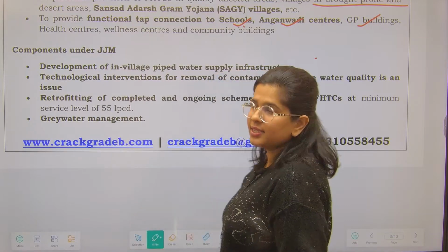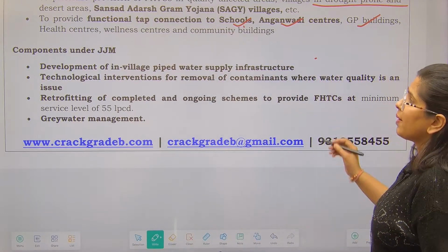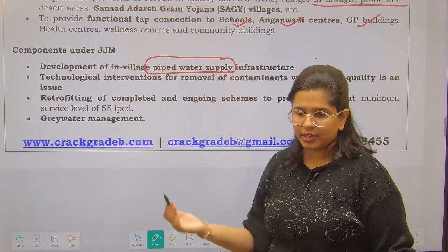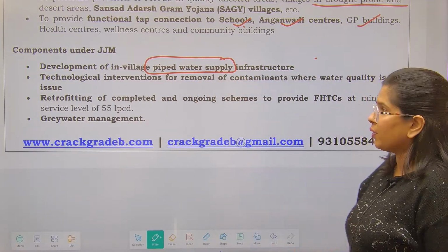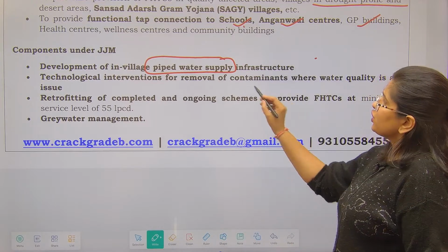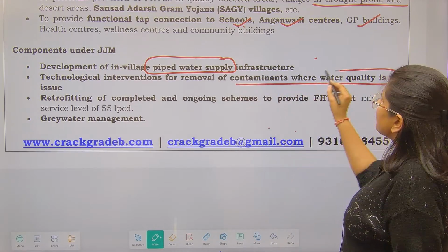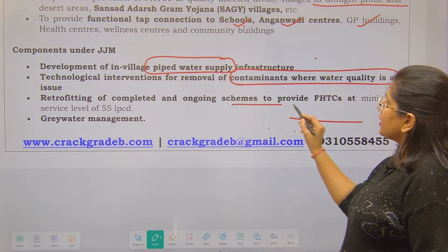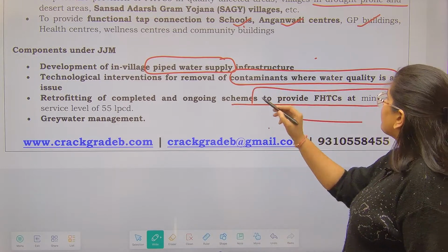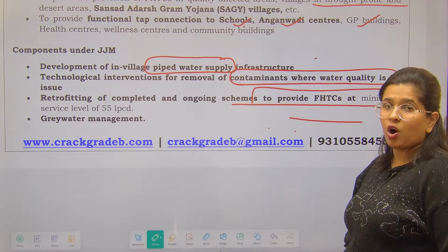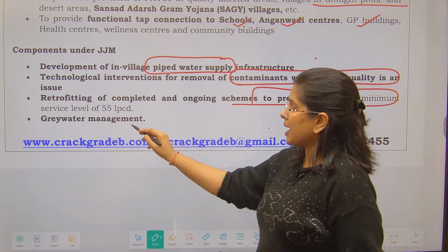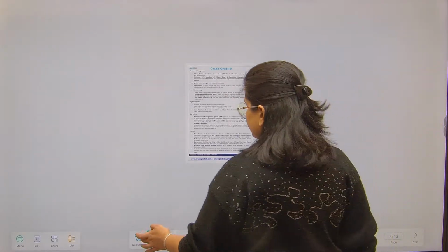Components under this mission: number 1, development of in-village piped water supply infrastructure. ठीक है, ये तो connected ही है and we can understand about it. Technological interventions for the removal of contaminants wherever the water quality is bad. Retrofitting of completed and ongoing schemes to provide functional household tap water connection at a minimum service level of 55 LPCD. Then grey water management. This is also one of the components.